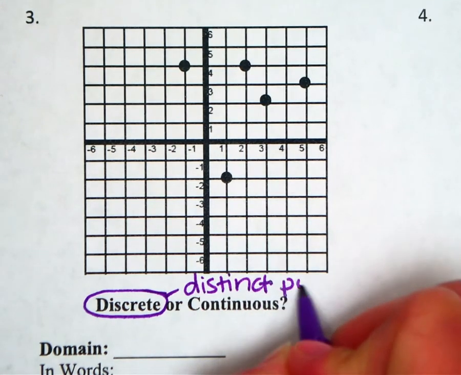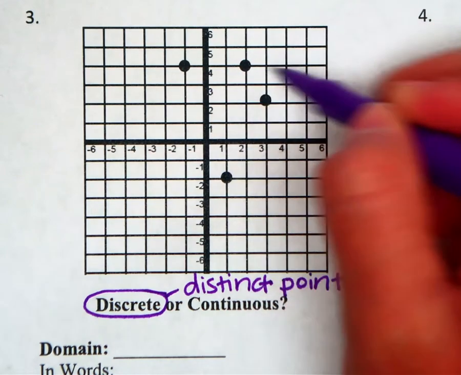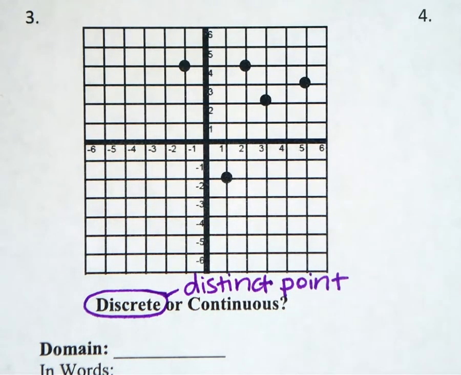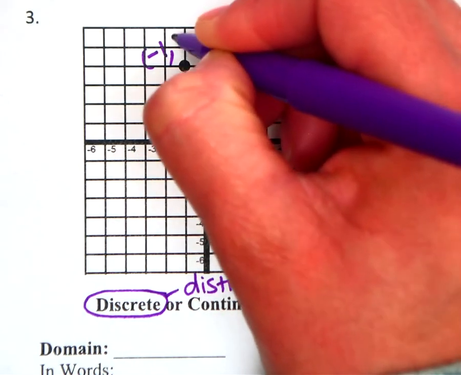Distinct points. So when we have distinct points, we just list our values for our domain. If it's easier, you can take each individual point and write what each point is. So here at this point, it's at -1, 4.